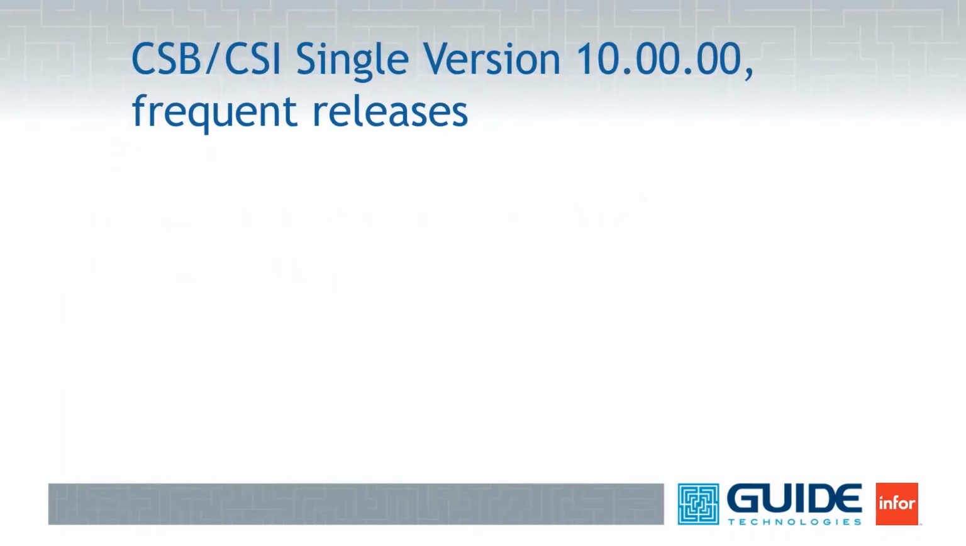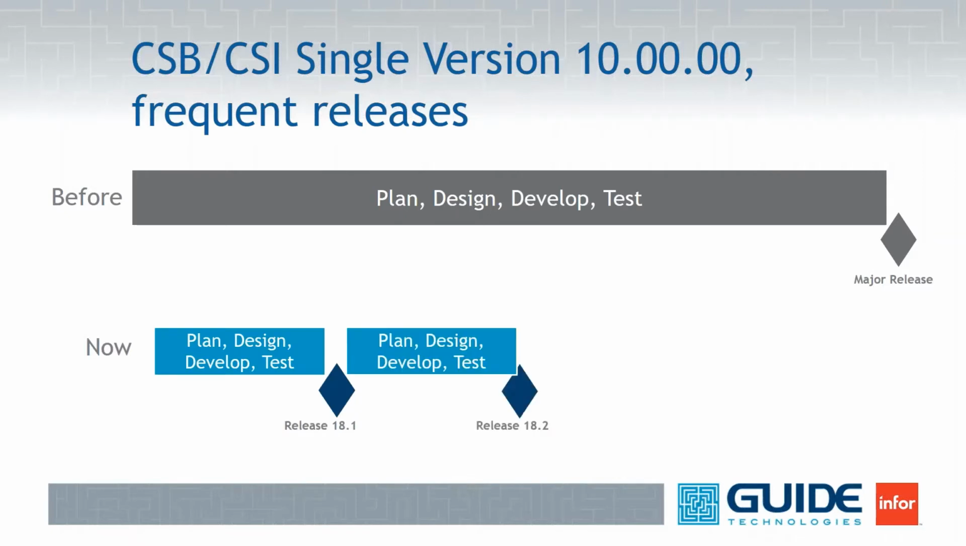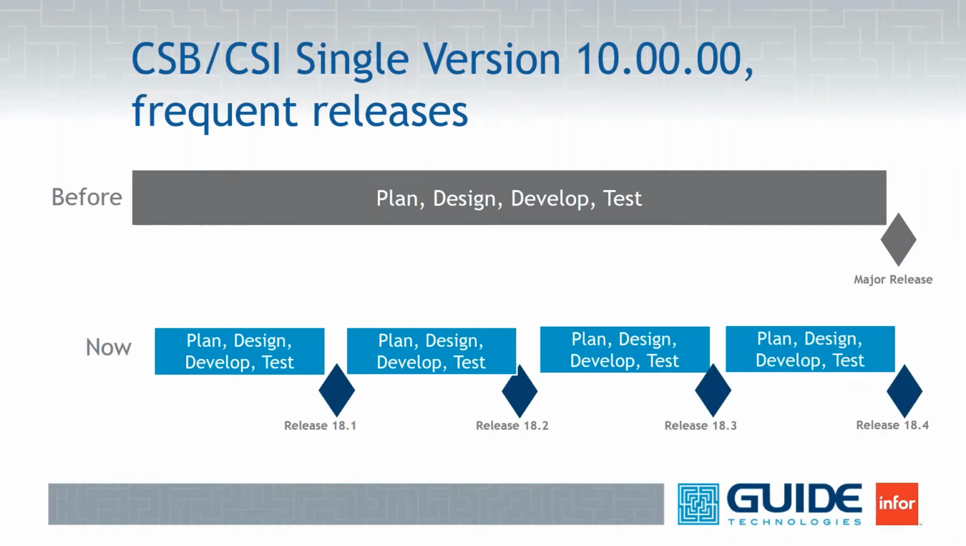So, single version installer, frequent releases. Why is that a good thing? Well, before, whenever we went into a new release, we saw that Infor would plan, design, develop, and test, and then come out with a major release. And sometimes that took quite a while. Now it's going to be plan, design, develop, and test with a release. Plan, design, develop, test with a release, and so on and so forth.